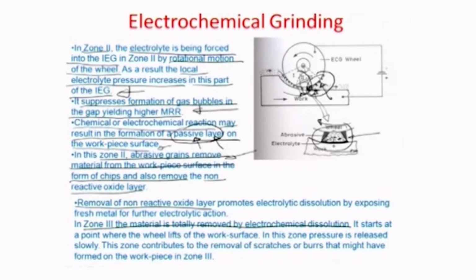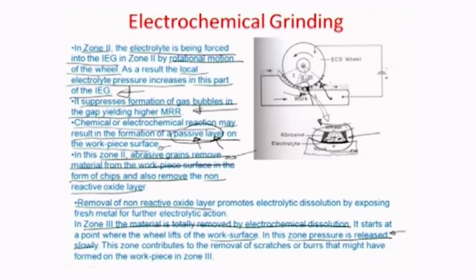So, it starts at the point where the wheel lifts from the work surface, maybe here, right, where there is a separation between the grinding grain and the surface, and suddenly there is a pressure release which happens in this particular zone, because earlier the electrolyte was being trapped as a flow cell between the workpiece and these two grains and the wheel on the other side, and suddenly the electrolyte has been thrown into the open.